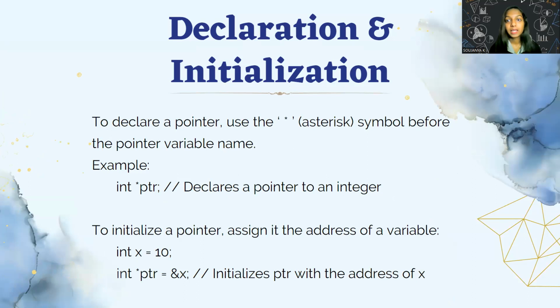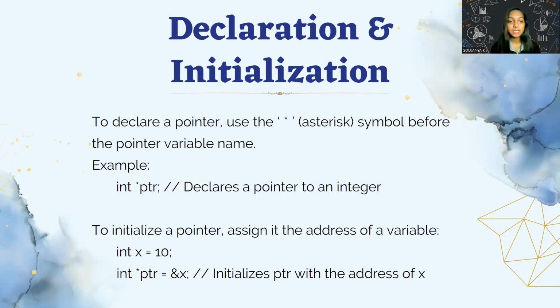Let's see the declaration and initialization. To declare a pointer, we use this asterisk symbol you see here before the name of the pointer variable. For example, here ptr is a variable and we use the asterisk. So it declares a pointer to an integer. We have given the data type int, so it is an integer.